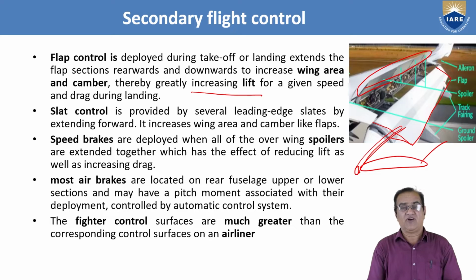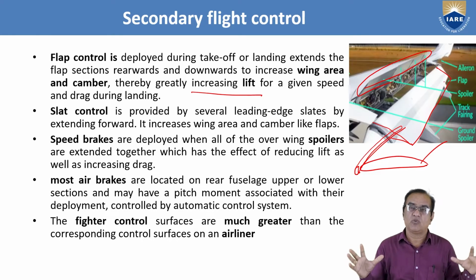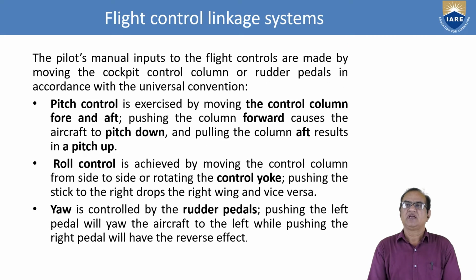So for the fighter aircraft, much greater efforts are required because it's a very high speed aircraft and the area is very small, so more effort is needed to operate the secondary flight control. So now, the flight control linkage system. The pilot's manual inputs to the flight control are made by moving the cockpit control column or the rudder pedal in accordance with universal convention.